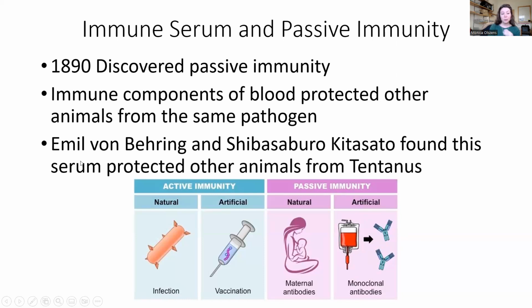Okay, so these two people, Emil von Behring and Shibasaburo Kitasato, found that serum, so that's a blood component, the liquid part of the blood, not the cells, protected other animals from tetanus. And that's still how you can be treated for tetanus, by receiving antibodies against the tetanus toxin.